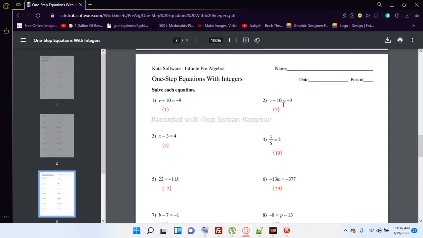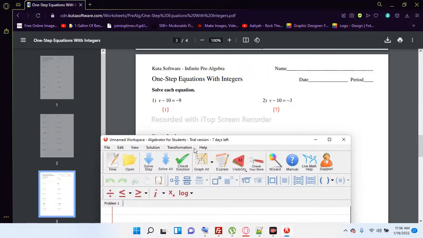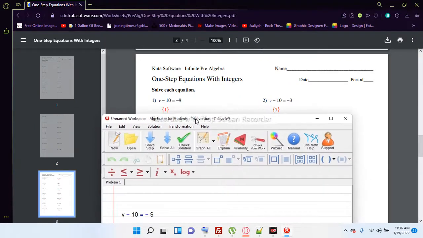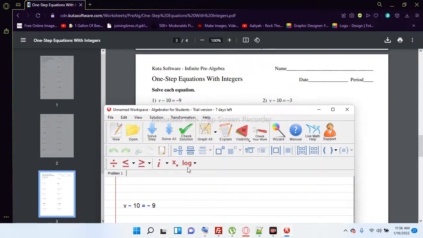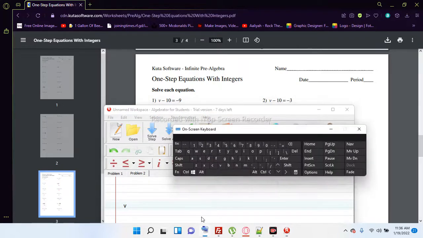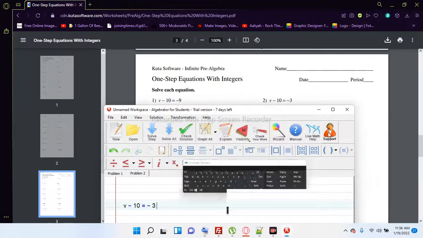Now v minus 10 equals a negative 3. You type it in the same way that you see it here. So we do another page, v minus, you go new. v minus 10 equals a negative 3, right? Equals a negative 3. Okay, great.